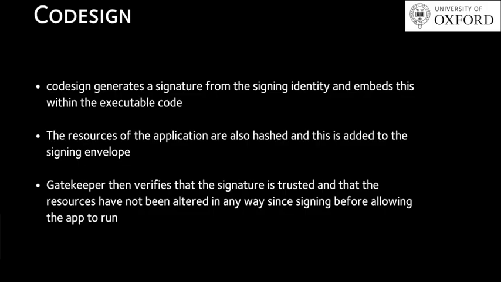Okay, so what's happened behind the scenes here? CodeSign has generated a signature from the signing identity and embedded it within the executable code. All of the resources within the app have been hashed. So that's the message digest that we were talking about before. And at the other end, when the code is run, Gatekeeper verifies the signature is trusted and that the resources have not been altered in any way.